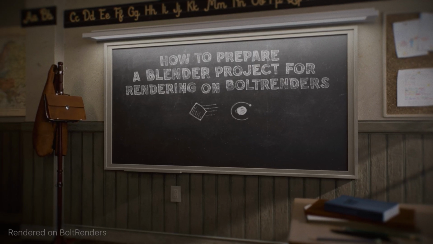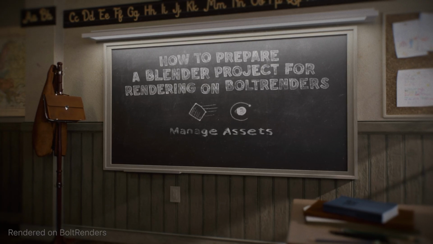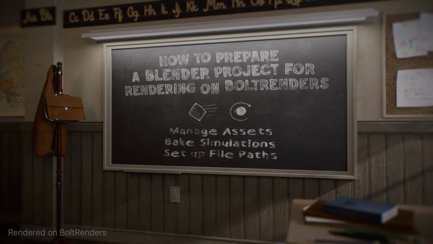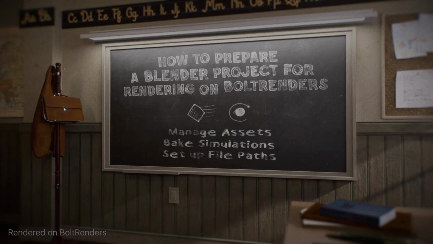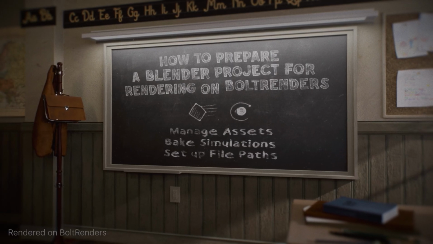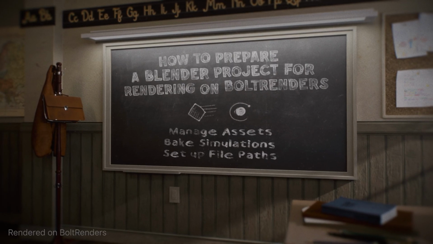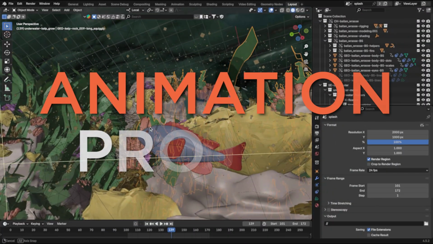By following this tutorial, you'll learn how to manage assets, bake simulations, and set up file paths correctly so you can avoid missing files or broken textures. And you'll be able to submit your projects to BoltRenders flawlessly, every time. Let's get started. Let's begin by opening our Blender project.